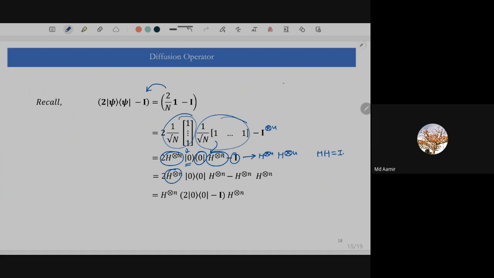When we take H tensor n common from both the right and the left-hand side, we have H tensor n, then 2 times the outer product of 0 minus I. So this is what we have after simplifying this diffusion operator from 2 |psi><psi| minus I. This is the theory, but when we have to implement it, we have to develop it in terms of some circuit, in terms of quantum gates.